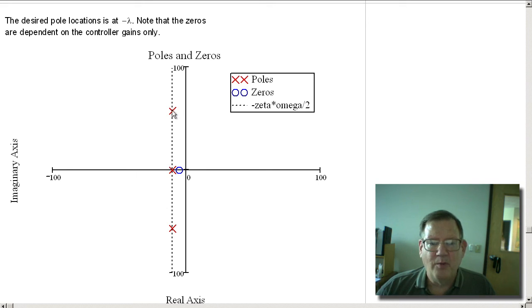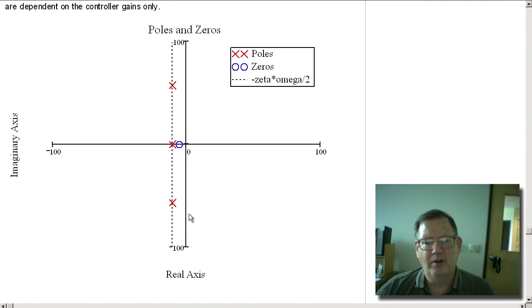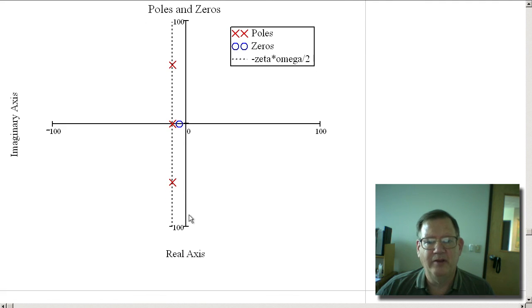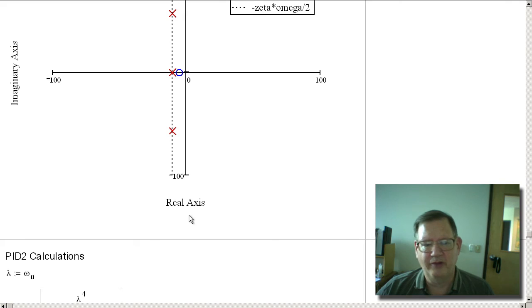So what you don't want to do is you don't want to have these complex poles be close to the imaginary axis. So if you have any kind of options, well, this is the best option, but if you want a slower response, you can move the real poles closer to the origin. And what will happen then is that the complex poles will move away from the imaginary axis, and that will mean that you've got a slower but less oscillatory response.